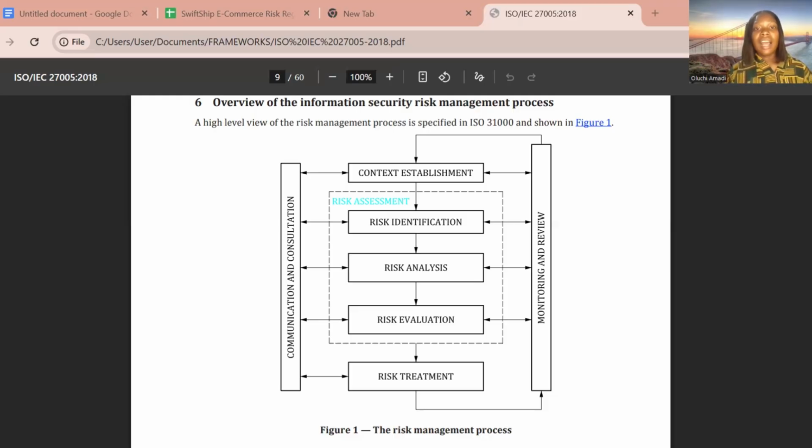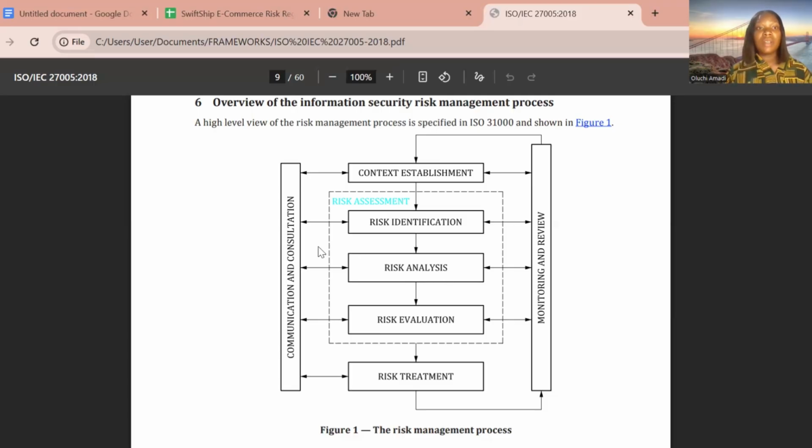So after the risk analysis, the next, just like I said, we are using the qualitative, that is the likelihood and the impact. We want to know the risk, we want to know the highest one. But if you're using the quantitative, you want to know how much this thing is going to affect the organization. So the next one here that we have is risk evaluation.